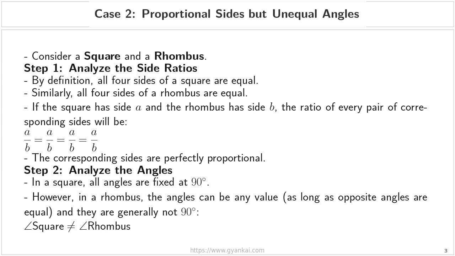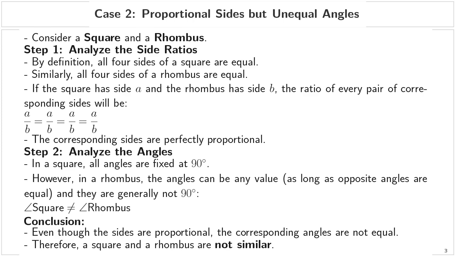Therefore, the angle of the square does not equal the angle of the rhombus. So, what is our conclusion here? Even though we have achieved perfect proportionality in the sides, the corresponding angles are not equal. Because that second essential condition has failed, we must conclude that a square and a rhombus are not similar.